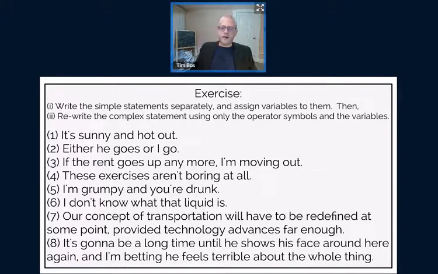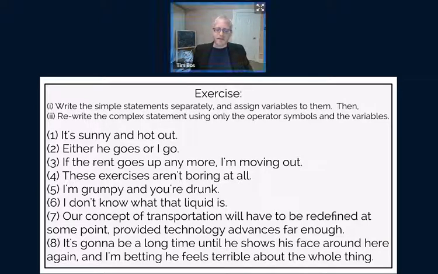Yes, it's a conjunction. And if you can't remember the word conjunction, you could say it's an "and" statement. That works as well because you're letting me know what the operator is. So take out the conjunction, and you're left with two simple statements. One simple statement is, I'm grumpy, let that equal G. You're drunk, let that equal D. And then the symbol to represent "and", and you end up with G and D. Simple.